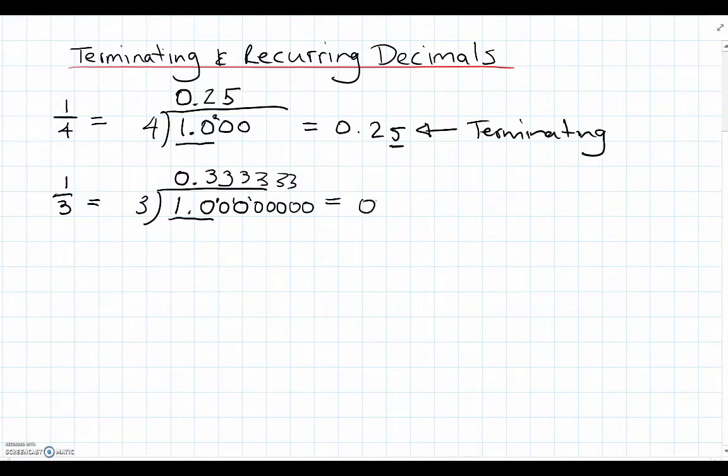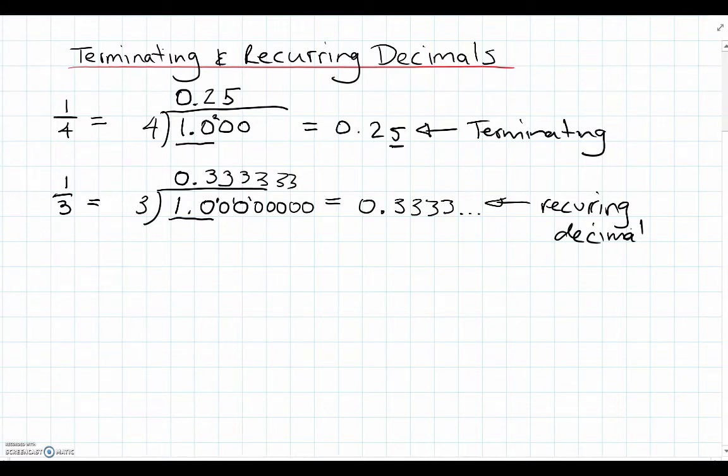So this 1/3 can be written as 0.333333. It can keep going on forever. I'll put 3 dot dot dots. This is what we call a recurring decimal. This is a recurring decimal because the 3's repeat forever and ever.